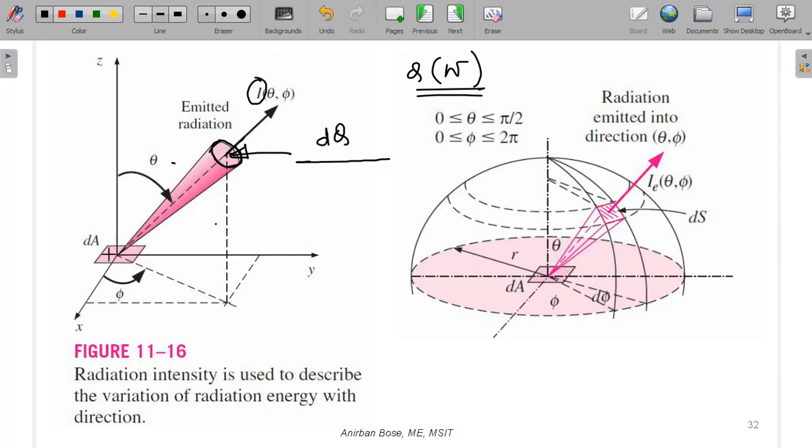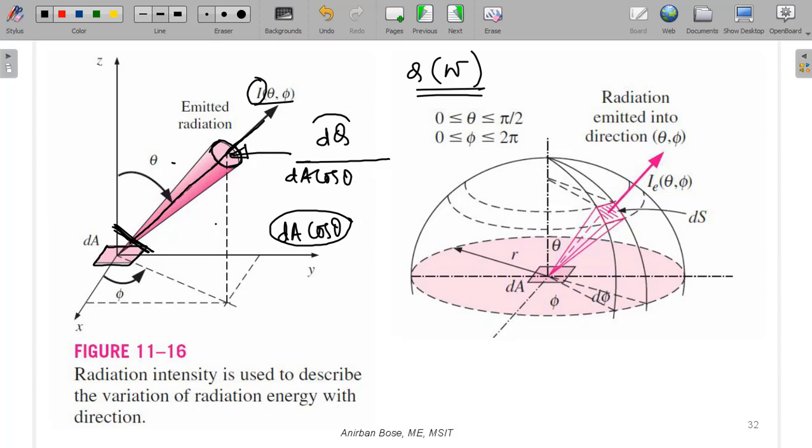So per unit area normal to the direction. Here you see this area is dA, but the direction that we have considered is at theta phi. This is the direction we have considered at an angle, zenith angle theta, azimuthal angle phi. So in that direction, what is the area normal to that? That area is this one. Definitely that area is dA cos theta. So this is the normal area in that direction, dA cos theta.